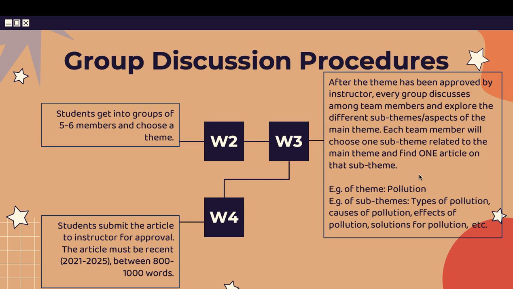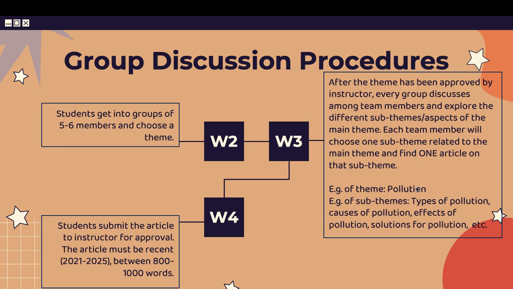So for example, if the theme is pollution, then maybe student 1 will discuss types of pollution, student 2 will explore causes of pollution, student 3 will talk about the effects of pollution, student 4 will talk about solutions for pollution, etc. But these are just examples. Maybe they would like to explore only the different types of pollution. So one student will be doing air pollution, another will be doing water pollution, etc.